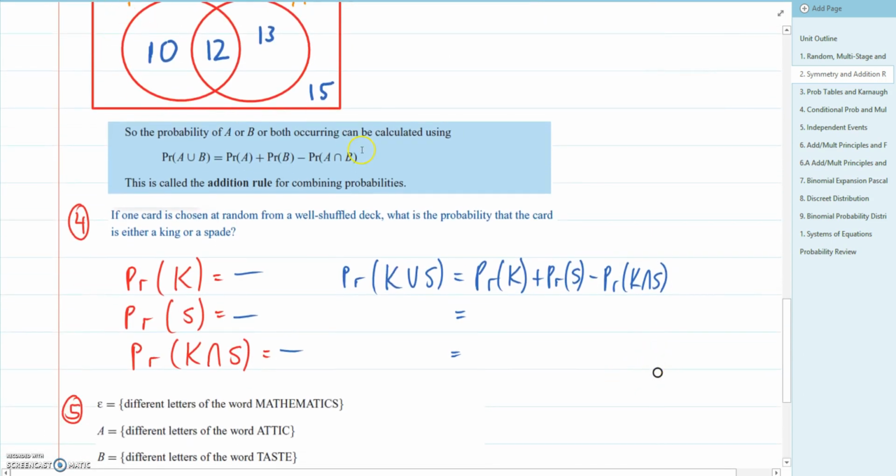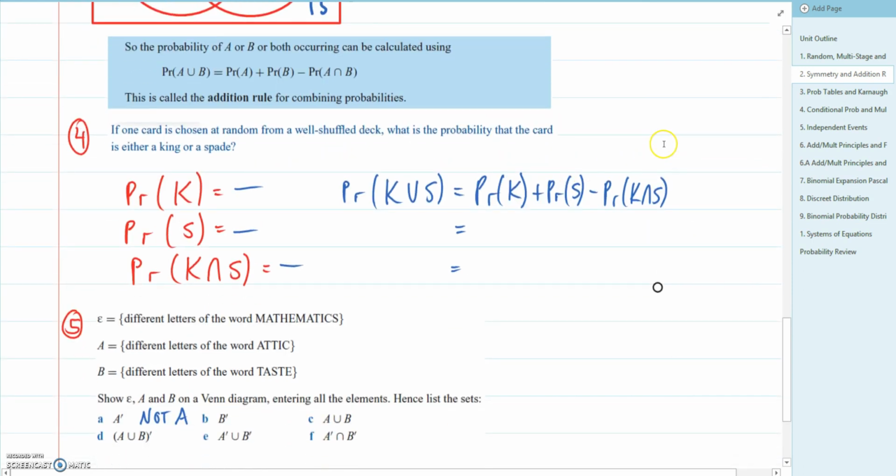So this is our addition rule. The probability of A or B equals the probability of A plus the probability of B minus the probability of A and B. And let's have a look at what that looks like in a question. If one card is chosen at random from a well-shuffled deck, what is the probability that the card is either a king or a spade? So there are 4 kings in 52 and 13 spades in 52. And there is 1 king of spades in the pack.